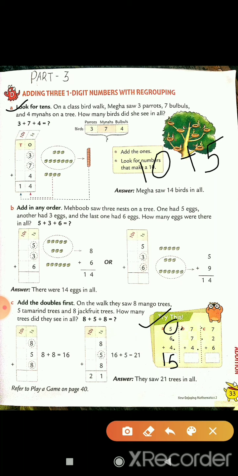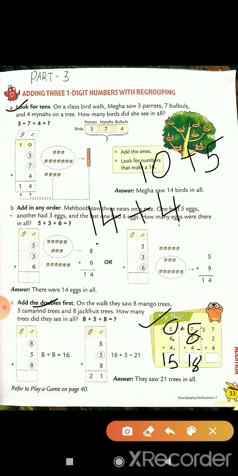7, 7 and 4. Here 7 is repeated, so we can go with the C method, that is add the doubles first. So 7 is repeated, so we need to add 7 and 7 first. Double of 7 is 14. And now we can add the remaining number, that is 4, to 14. When we add 14 and 4 together, we get 18. So we can write here 18. Got it, students? Next, 7, 2 and 6.